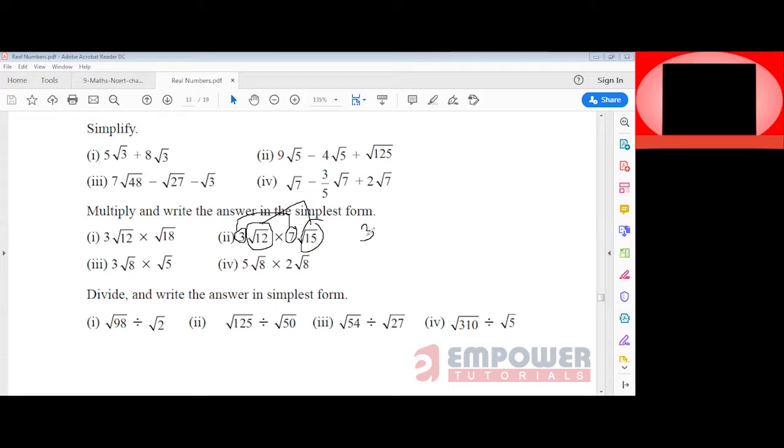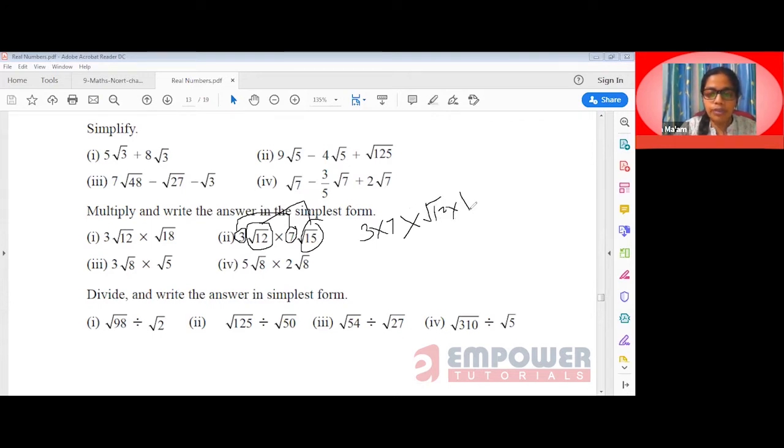So what you have to do is you have to multiply two rational numbers and two irrational numbers. So this will be something like this: 3 into 7 into root 12 into 15, root 15, sorry. So this will be equal to 21, right? Yes. And this will be 180. So for 180, you need to look whether the factors of 180 give you some perfect square. So see, you can get 9 into 2 into 10, right?